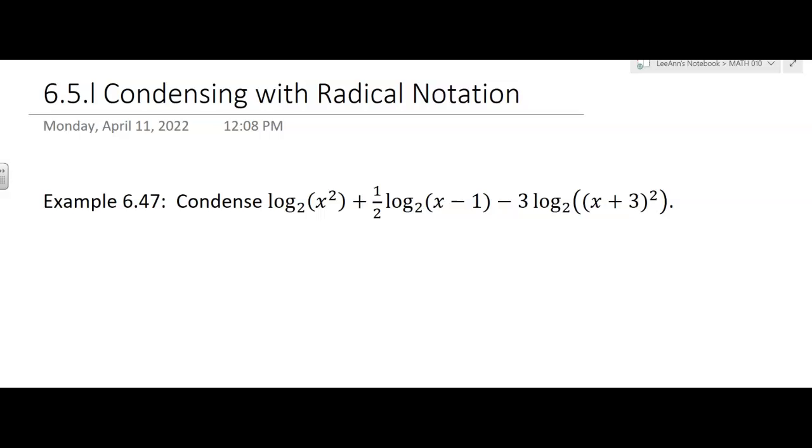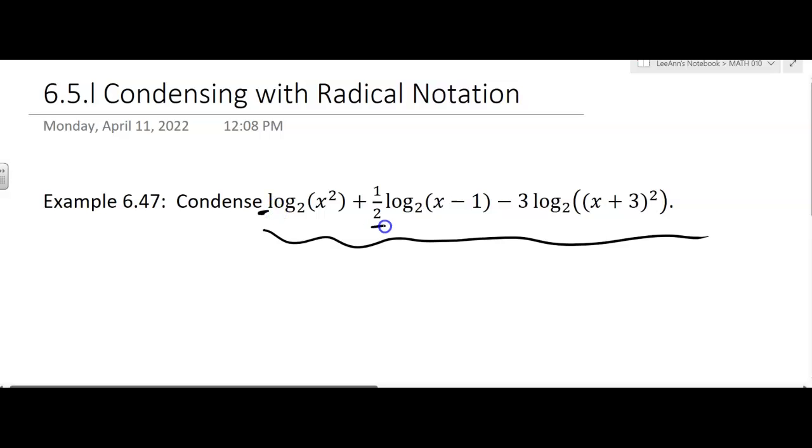Okay, so we're going to still be condensing, but this time a few other things come into play here. So we want to write this expression that we have as one logarithm. Okay, so we check in the front to see if there are any exponents that need to go back up top. Okay, so this one just has an exponent of 1, so that one's fine. But the 1/2 is going to have to come up.